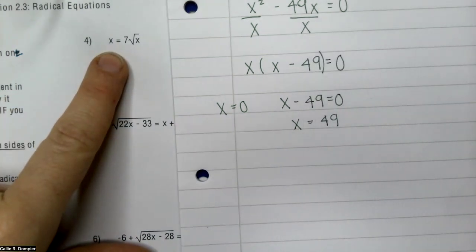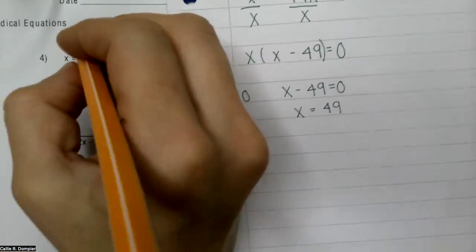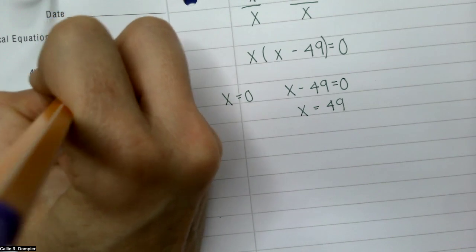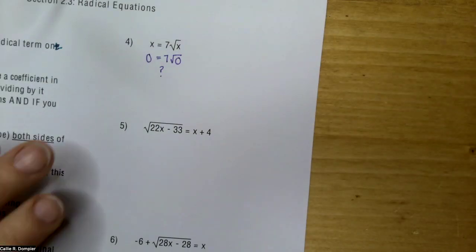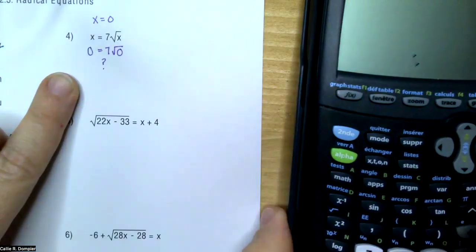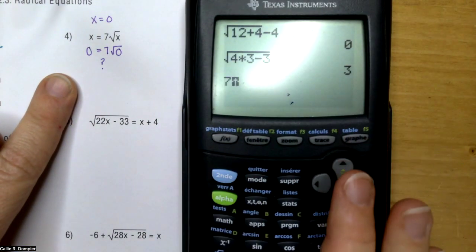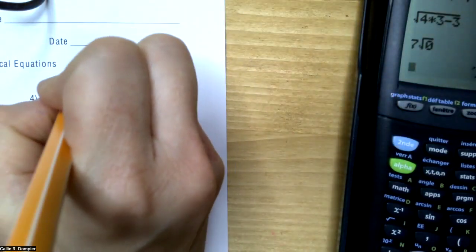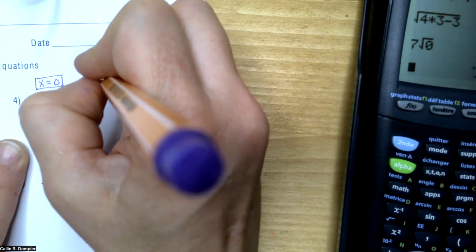So here, let me input x equals 0. 0 equals 7 times the square root of 0. Is that true? Is x equals 0 true? 7 times the square root of 0 is 0, so that is true. That is one answer. And then the other answer was x equals 49.